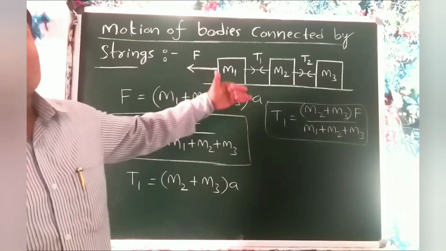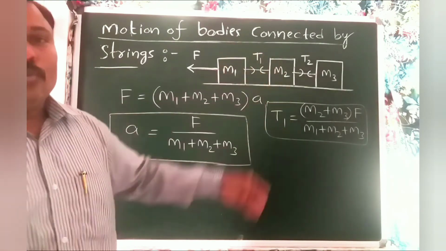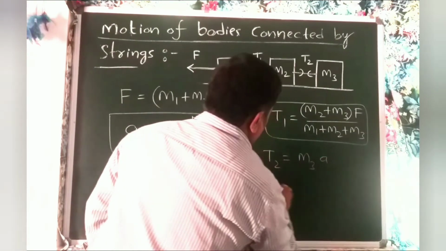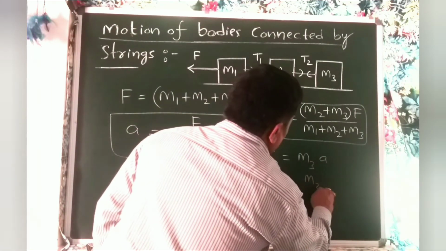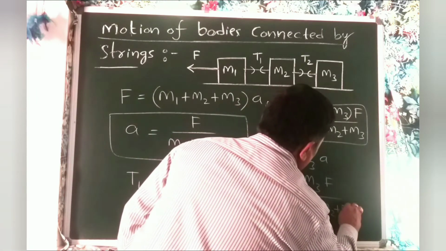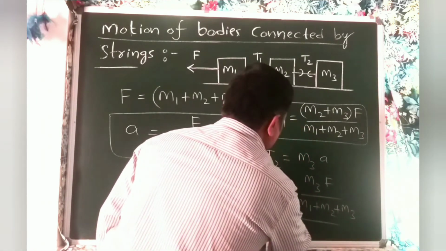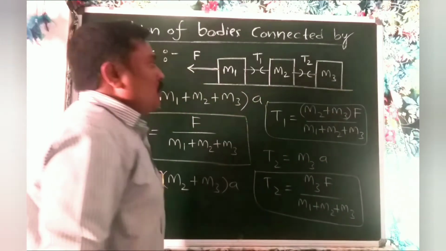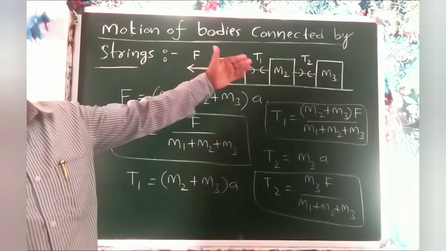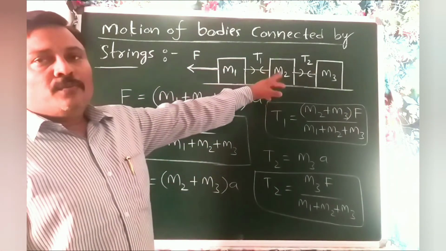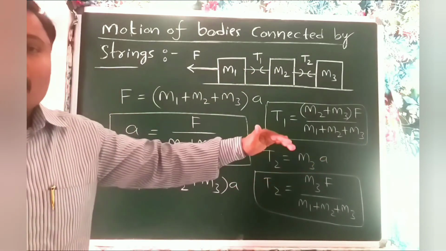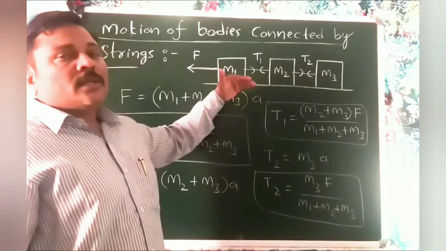Next we write the expression for tension T2 in the string. Already we got T2 equal to M3A. So T2 is equal to M3 into F divided by (M1 plus M2 plus M3). This is the expression for the second tension. T2 is the tensional force between masses M2 and M3. So here the tensional force T2 is exerted by mass M2 towards M3, or exerted by M3 towards M2.